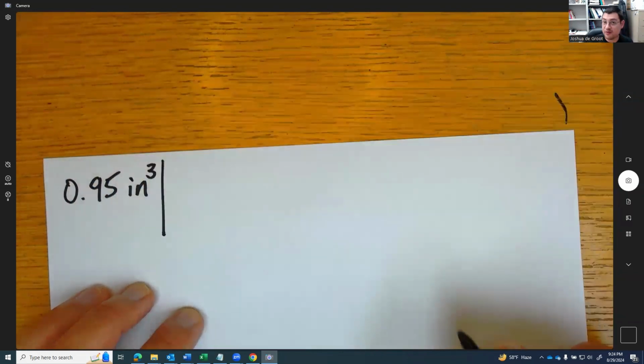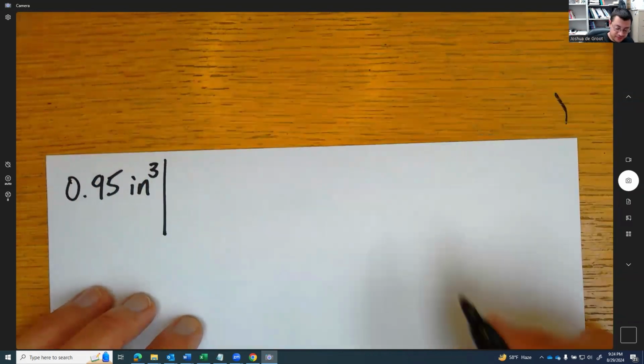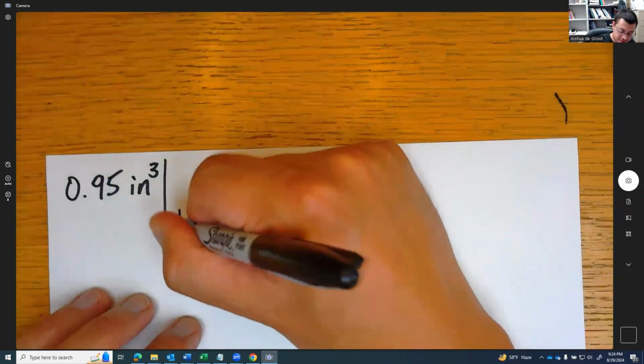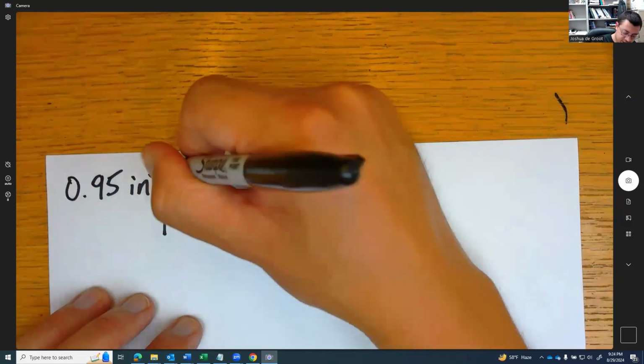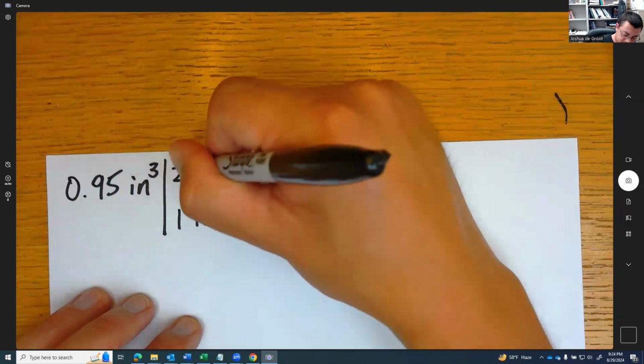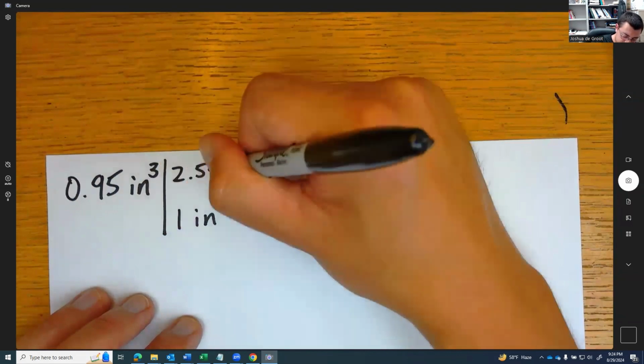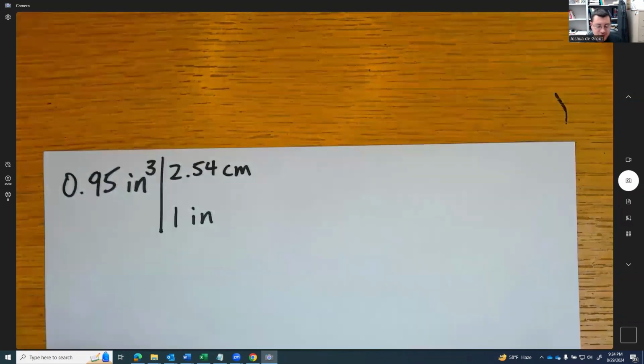Time for my first conversion factor. All right. I'm going to write 1 inch for every 2.54 centimeters. Okay. Oh, looks like I wrote my numbers before the units again.